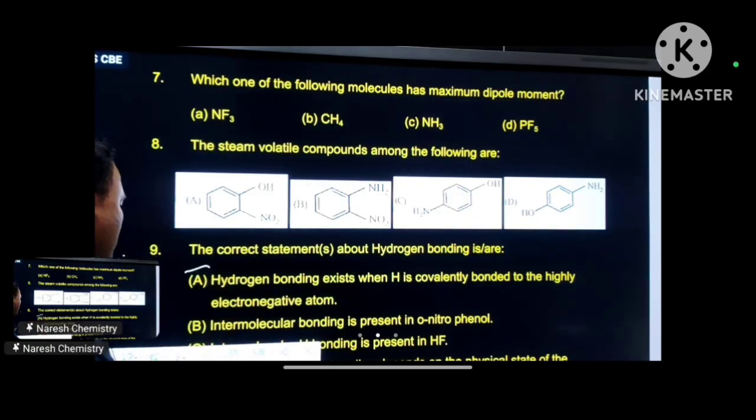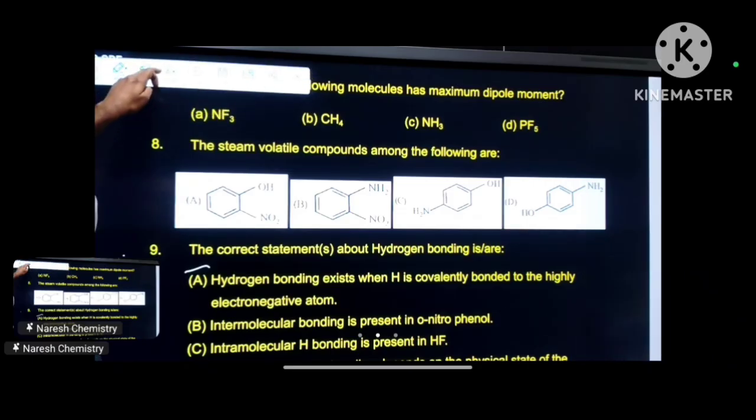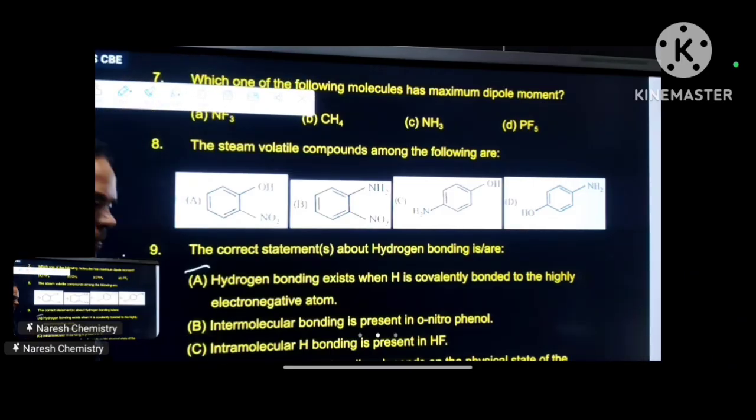The second one, what about the second one? Intermolecular hydrogen bonding is present in orthonitrophenol. Intra.